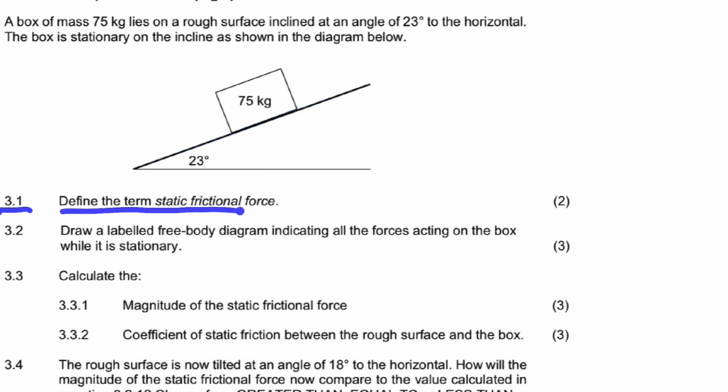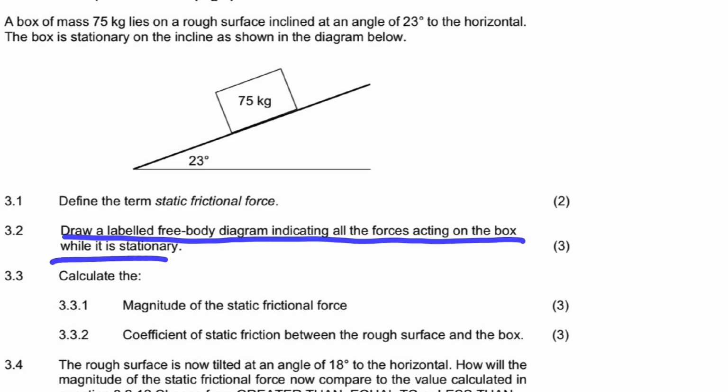Now the question 3.1 says define the term static frictional force. Static frictional force in a nutshell, guys, is the frictional force of an object that is not moving, basically. But according to the exam guideline, the way you're supposed to define it, static frictional force is the force that opposes the tendency of the motion of a stationary object relative to the surface. Right?